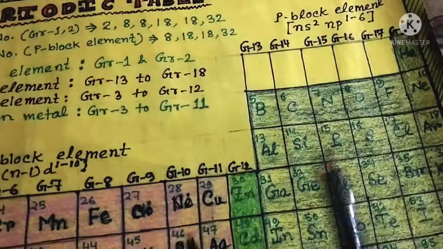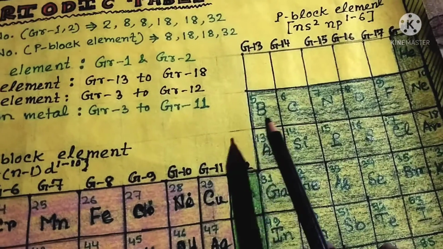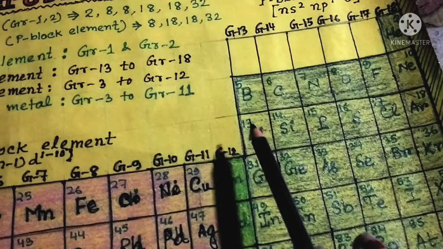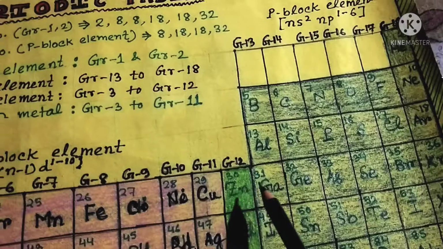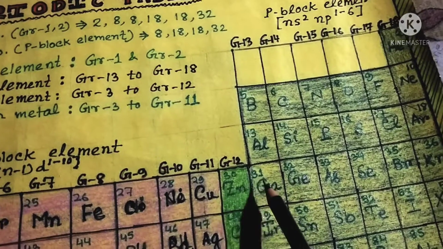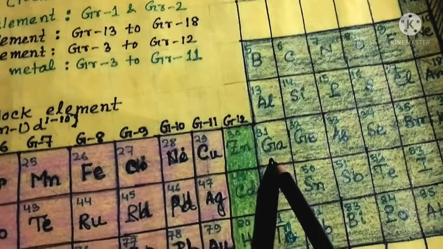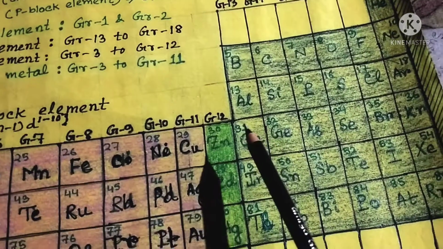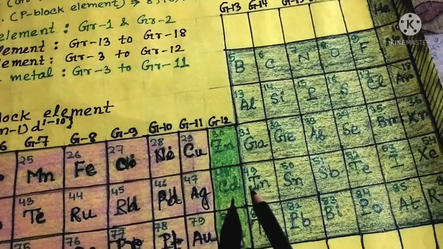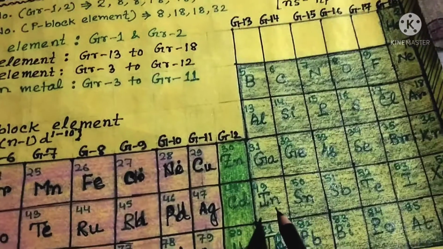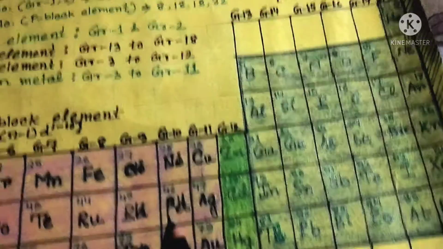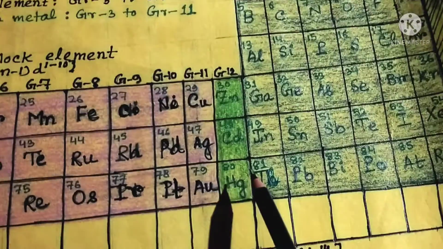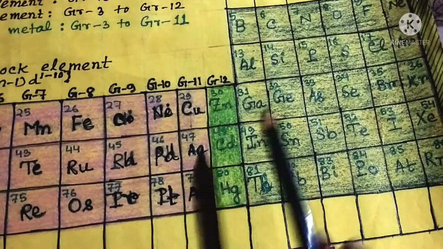Now come here. For boron it is 5. So 5 plus 8 equal to 13. So the atomic number of aluminium is 13. Now 13 plus 18 equal to 31, and the atomic number of gallium is 31. Next is 18. 31 plus 18 equal to 49, and the atomic number of indium is 49. And for thallium it is 49 plus 32, 81.